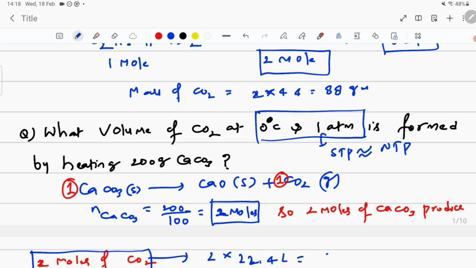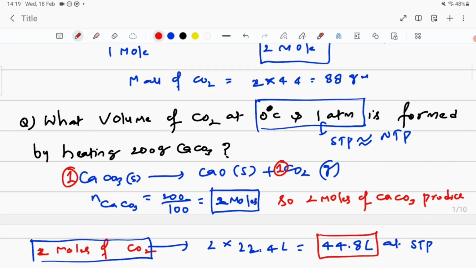is equal to 44.8 liters at STP conditions. So the answer here is 44.8 liters. Simple. 1 mole of any gas occupies 22.4 liters, so 2 moles is 44.8 liters at STP. That's what we concluded. Easy question, directly you can solve it.